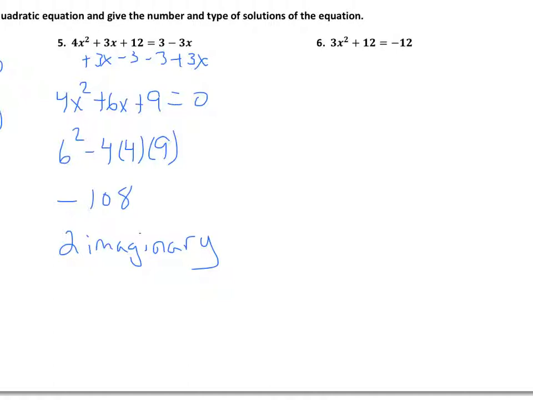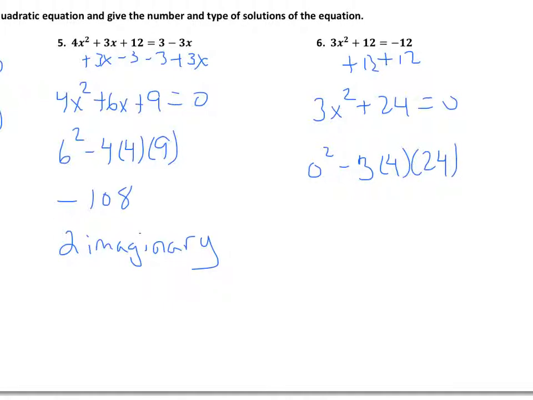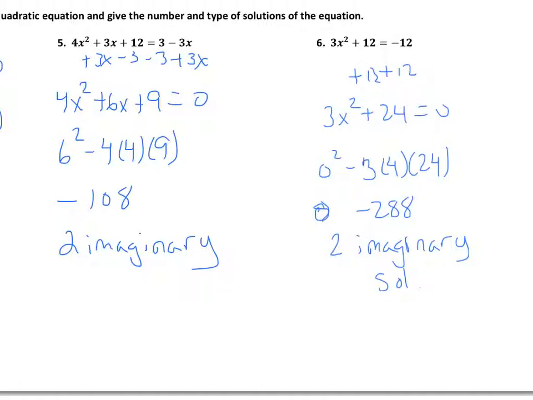So add the 12. You get 3x squared plus 24 equals 0. So you would get 0 squared minus 4 times 3 times 24. So you can see, since it's going to be 0 minus something, you're going to get negative 288. So again, 2 imaginary solutions. Let's take a look at the next problems.